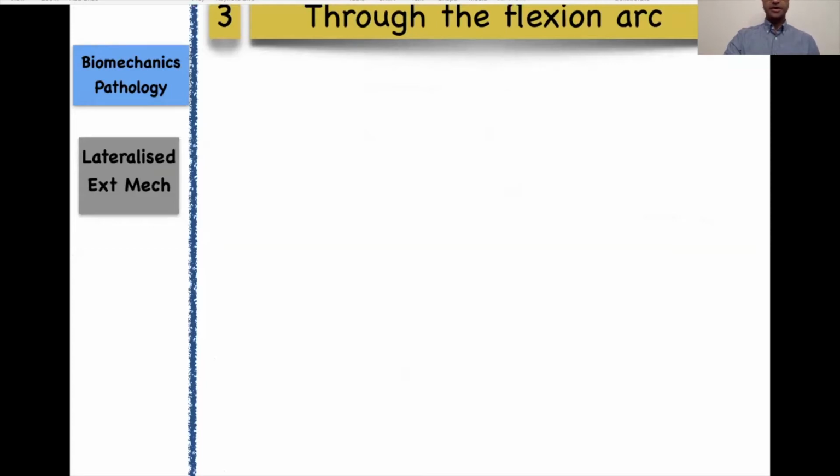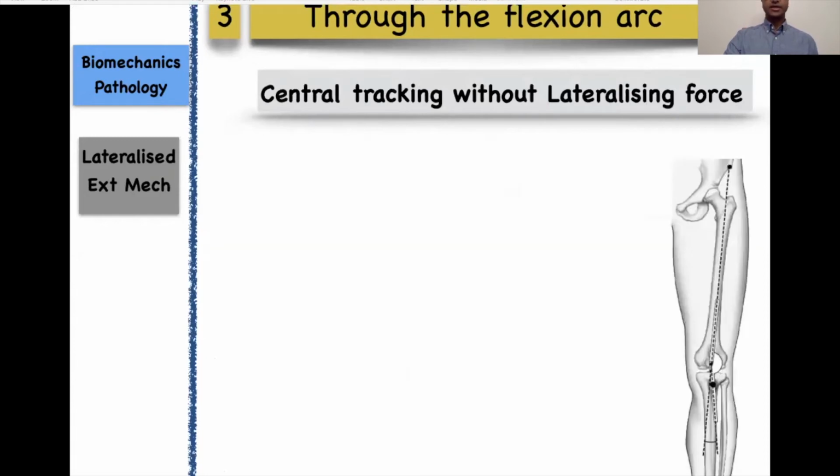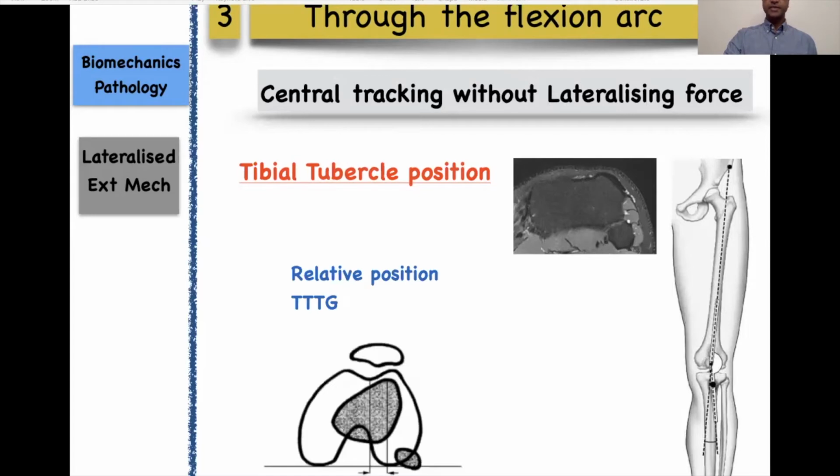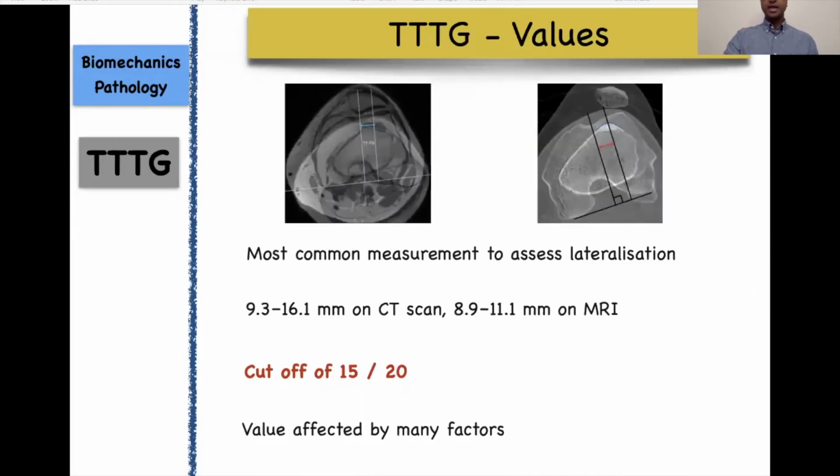Now, as the patella is going through the rest of the flexion from 20 degrees, 30 degrees to 80, 90, 100 degrees, it is important that it is tracking centrally without any abnormal lateralizing force. And that is dictated locally in the knee joint by the position of the tibial tubercle, and that can be quantified on imaging with a superimposed image with TTTG, which is tibial tubercle trochlear groove distance. And if you look at various values in the literature, the cutoff point has been suggested in some as 15, in some as 20. But anything more than 20 is probably abnormal.